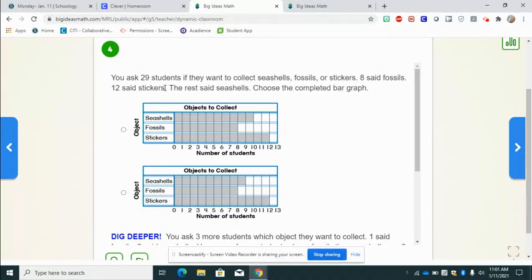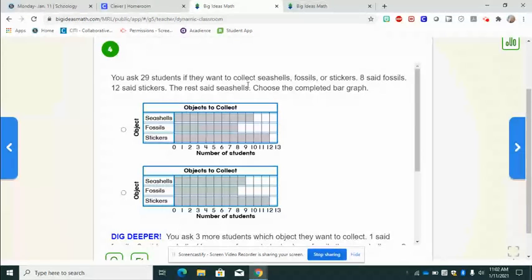Okay, you asked 29 students if they want to collect seashells, fossils, or stickers. 8 said fossils, 12 said stickers, the rest said seashells. Choose the completed bar graph. Okay, so these bar graphs have all of the information filled in, but we have to figure out which one is the right one, which one is correct. So we're going to use our information from our word problem up here to figure out which one of these is correct. So there's going to be 29 students total.